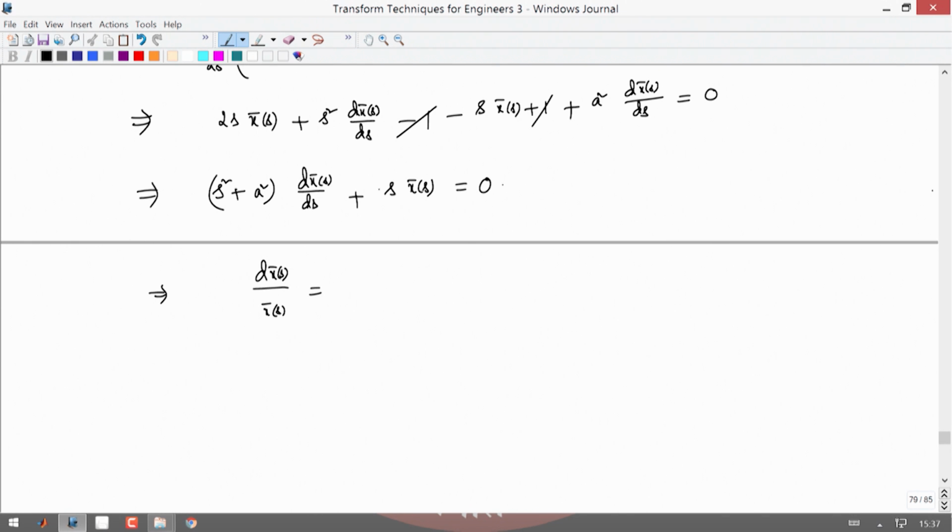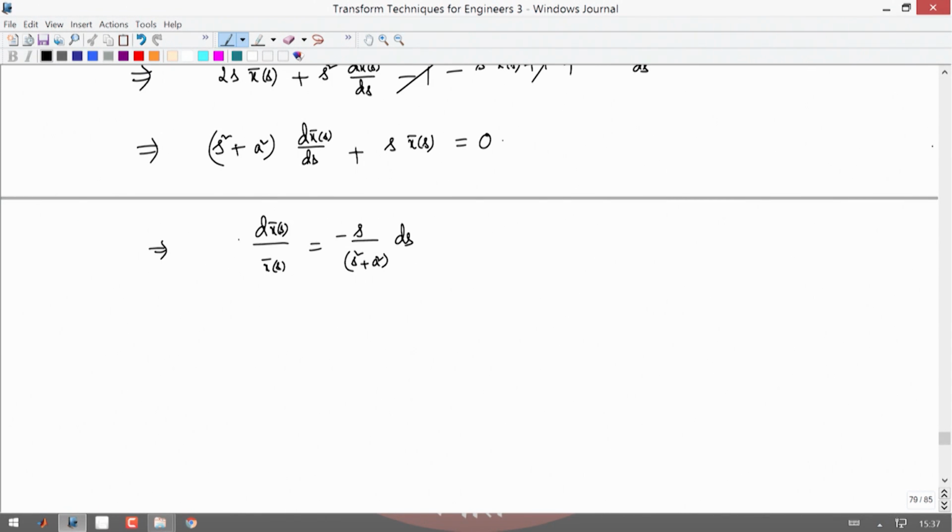This is the separation of variables method, you can solve this, and you have ds. So you have minus s by s² plus a² times ds. So you integrate both sides, plus some integration constant. Let us call this a, where a is the integration constant.